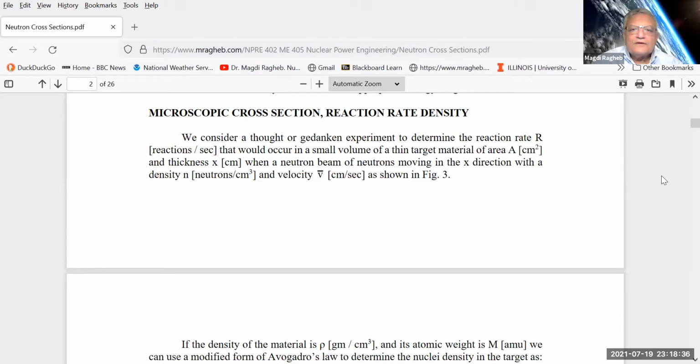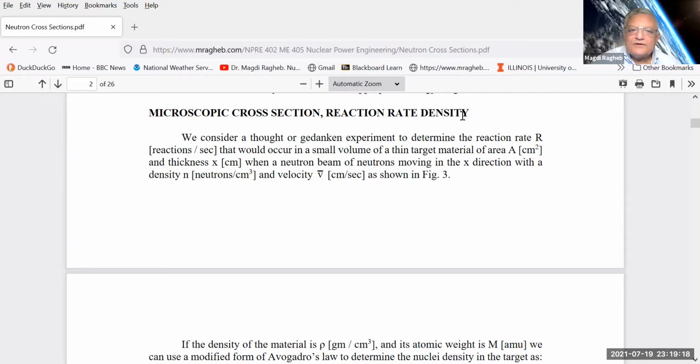So in that case, we cannot really go to the lab and carry on an experiment irradiating uranium with neutrons. So we are going to carry out what is called in German a Gedanken experiment. This is another way of saying in English a thought experiment. So we are going to take an experiment and try to define the microscopic cross-section in a quantitative way so that we can calculate reaction rate density. So again, we are after the reaction rate density or the number of fissions, say, per unit volume.